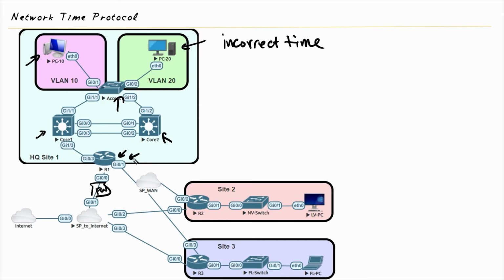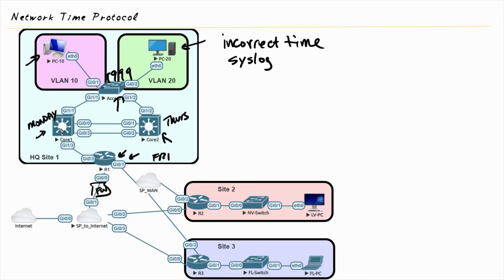So let's imagine that the router thinks it's Friday of a certain date. This switch thinks it's Thursday. This device thinks it's 1999. And this device thinks it's Monday. So they all have basically different timestamps. One of the problems is logging. When they create logging events, they're putting timestamps on those logging events.